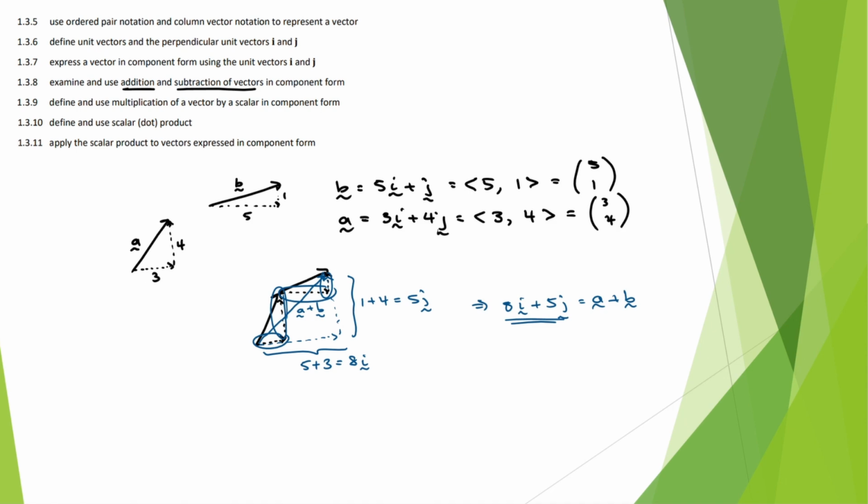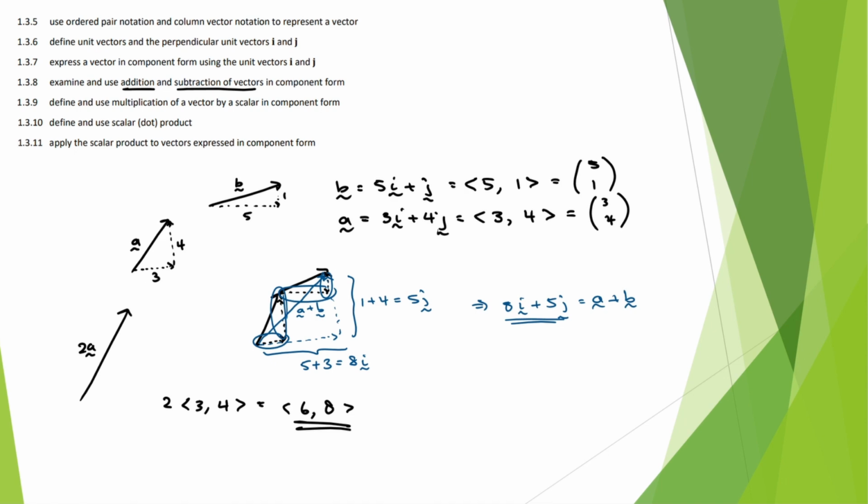Similarly, if I have my vector A and I multiply it by 2, so I have 2A, all I'm doing is taking my two components, which are 3, 4, and multiplying each of those components by 2 to get 6, 8. And so this is my scalar multiple of my vector A.